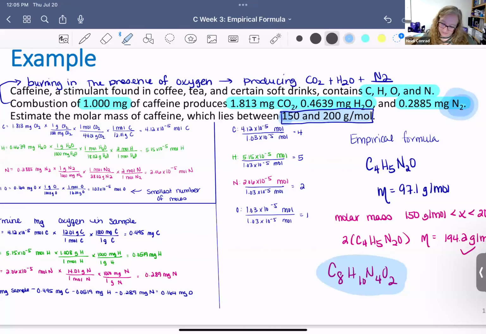Okay, so you did that here? Below, yeah, I used 14 in the denominator. The 14 there won't work because that's not the actual molar mass of N2, and that's why you have to use the 28. Okay, that makes sense. Thank you.